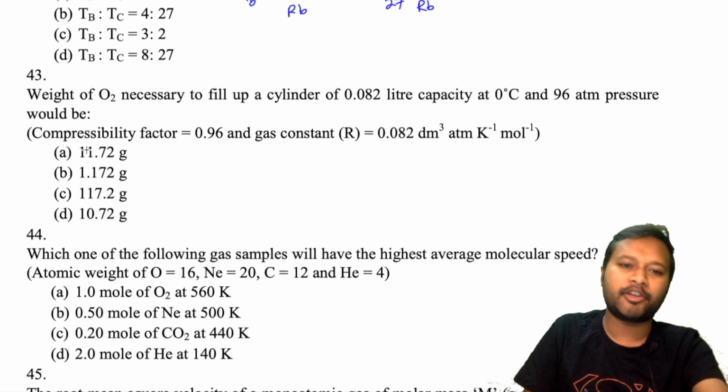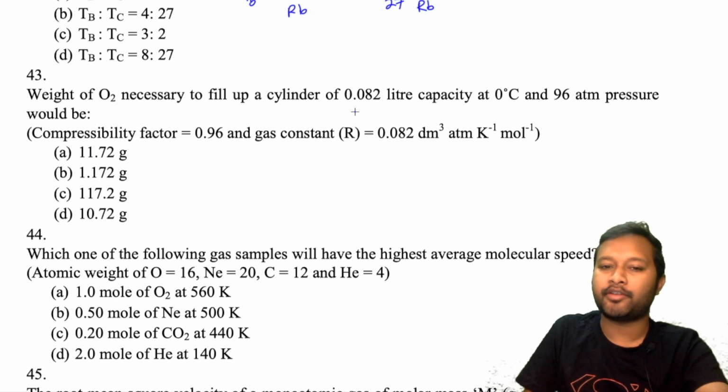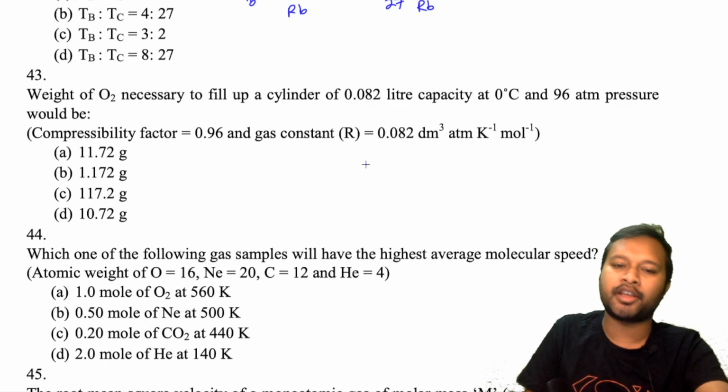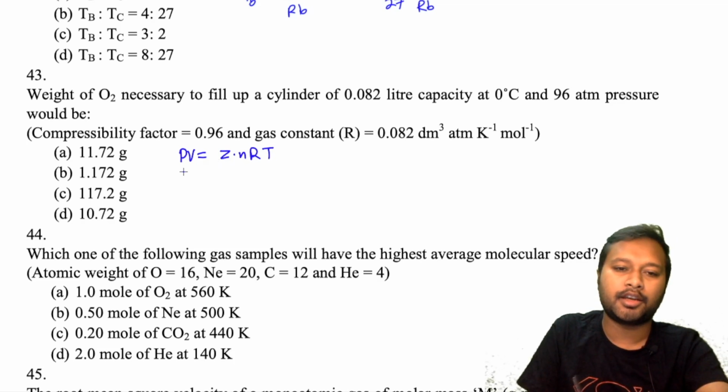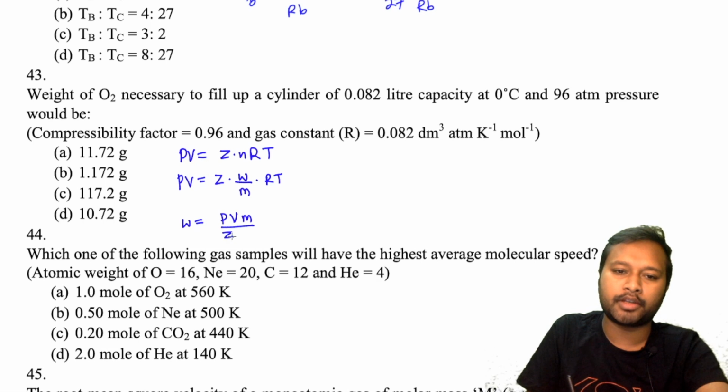The next question says that the weight of oxygen necessary to fill a cylinder of 0.082 liter capacity at 0 degrees Celsius and 96 atm pressure would be. The compressibility factor is already given to you, and the gas constant is also given. The formula we are going to use is PV equals ZnRT, where Z is your compressibility factor. N is the number of moles, that can be written as given weight upon molecular mass, so I have just written W upon M, and then you have RT. This W is what we have to calculate. That's the weight, and it is going to be PVM upon ZRT.